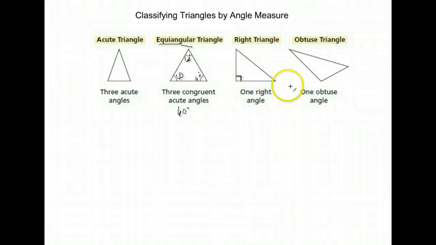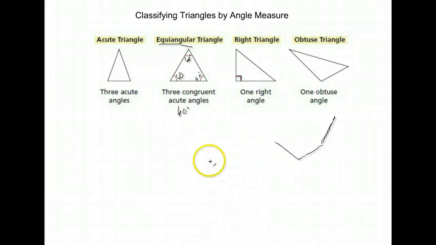Now, it would not be possible for there to be more than one right angle in a triangle. Then it doesn't form a triangle anymore if you try to put two right angles. It also is not possible to have more than one obtuse angle, for the same reason, if you have an obtuse angle here and you try to have another obtuse angle.